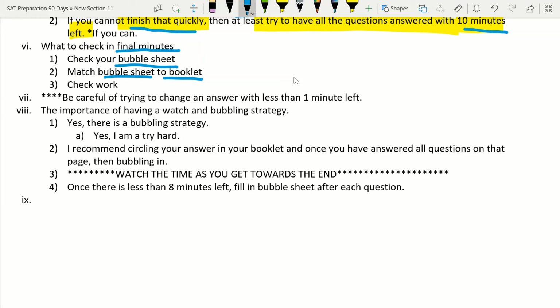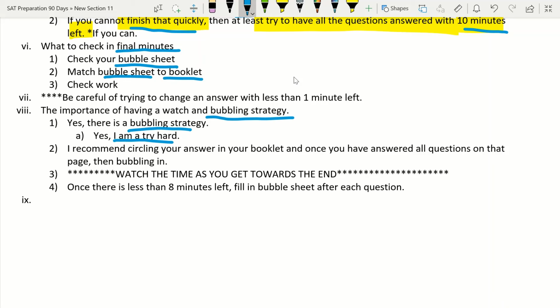So part of this is understanding a bubbling strategy, right? Not everyone uses a bubbling strategy, but I would recommend using one. And the one that I would recommend is the following. This is what I used, and this is what I would recommend you use as well. So, yes, there is a bubbling strategy. Yes, I am a tryhard on the SAT math section, so much so that I have a bubbling strategy.